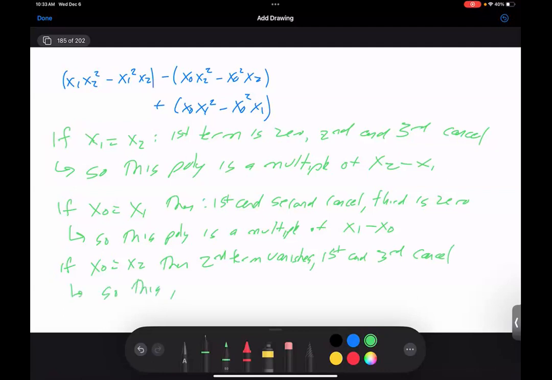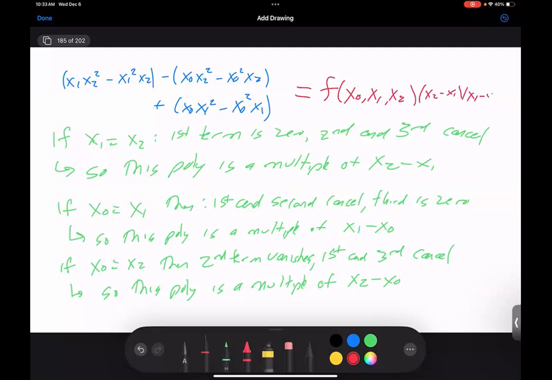So this polynomial is a multiple of x2 minus x naught. So we get that this has to be some function of x naught, x1, x2 times x2 minus x1, x1 minus x naught, x2 minus x naught. So does everyone agree that we have to have something like this?